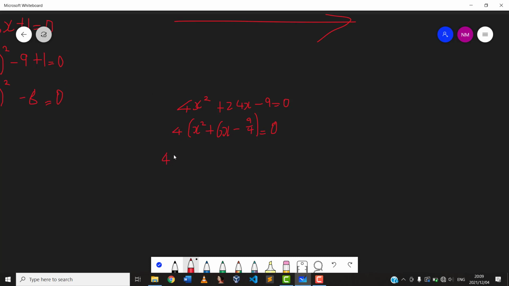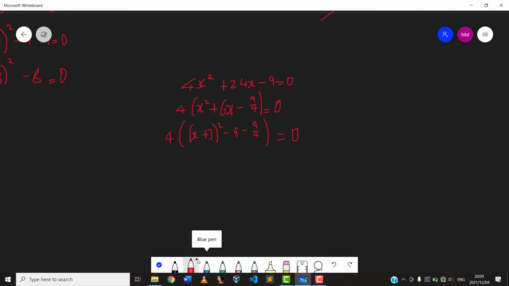So you do 4 times x plus 3 squared minus 9, because the constant 3 getting squared is going to give you a 9, and you don't want that. So minus 9 over 4 equals 0. And then, as earlier, you just simplify.